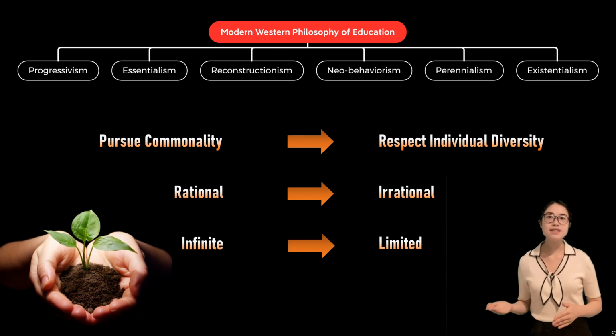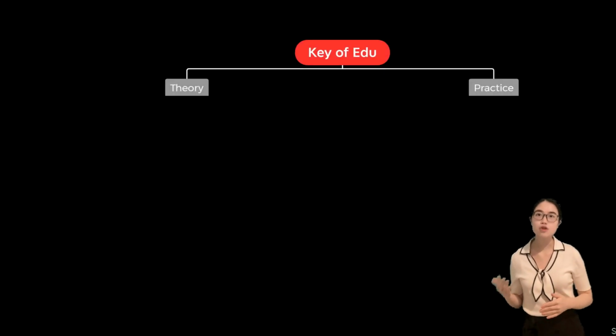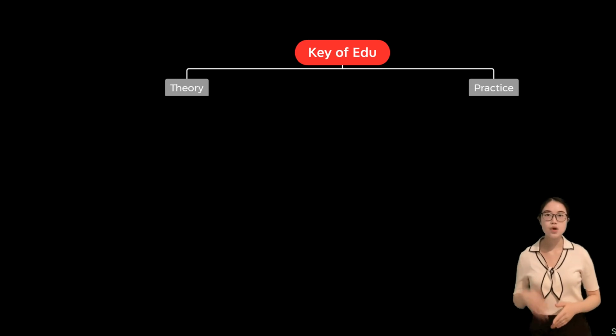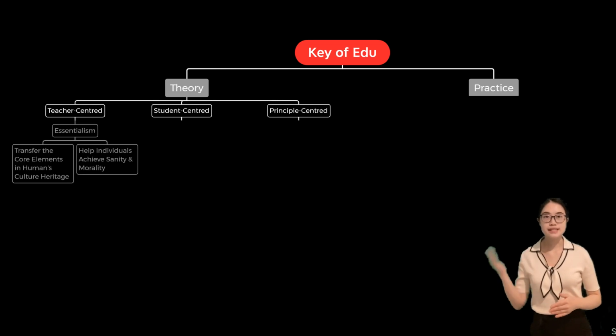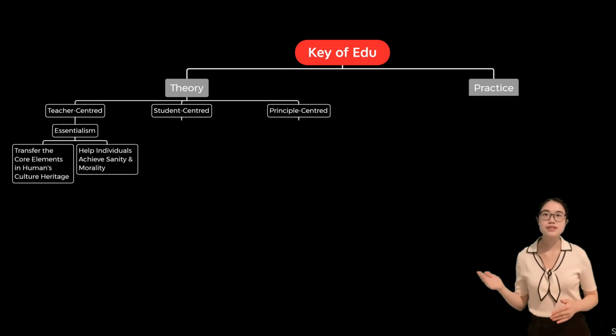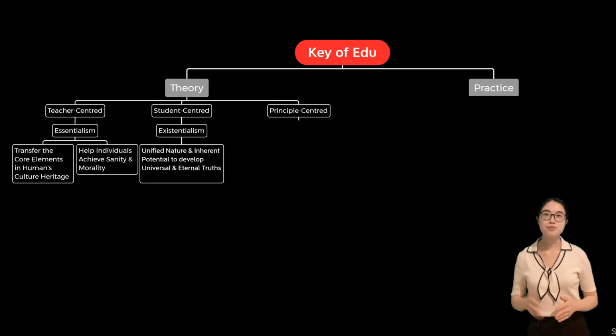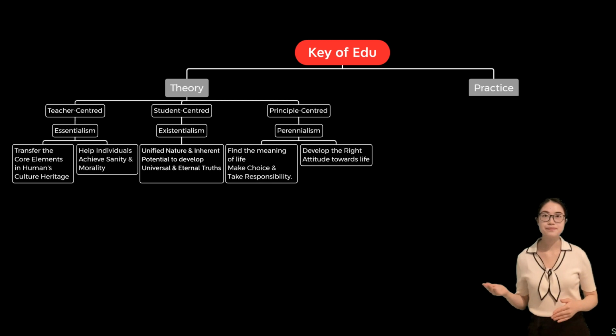Once we have found the commonalities together, let's look at them separately. Let's put these 6 major doctrines into a chart and explain their relationships to each other. We can start by classifying education according to whether it focuses on theory or practice, and then move on to which subject is at the center of each subdivision. When education is focused on theory, teacher-centered is essentialism, student-centered is existentialism, and principle-centered is perennialism.